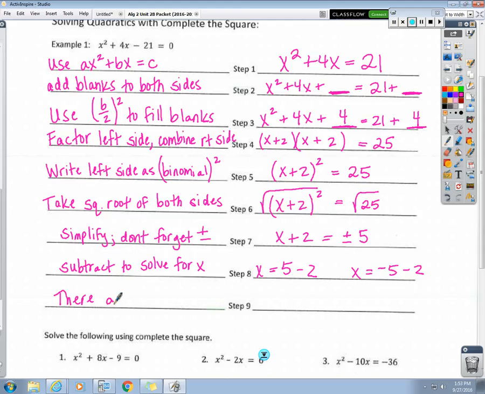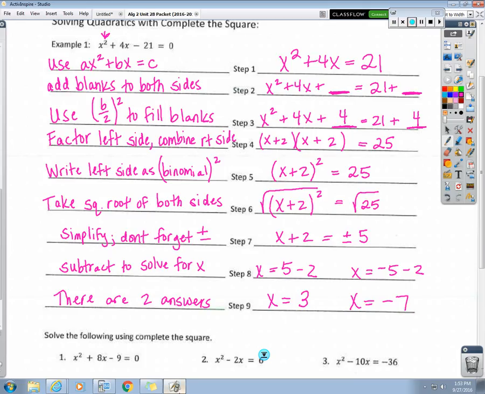Now the reason there are 2 answers is because this is a quadratic equation. It's degree 2. When your highest exponent is a 2, that means you'll have 2 answers. So if we were dealing with something with the highest exponent of 3, we would have 3 answers. What are the 2 answers? The first one is 5 minus 2, which is 3. The second one is negative 5 minus 2, which is negative 7.